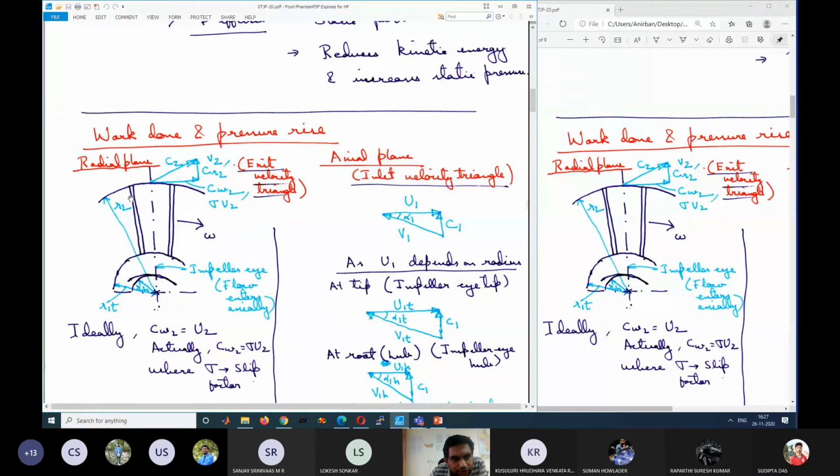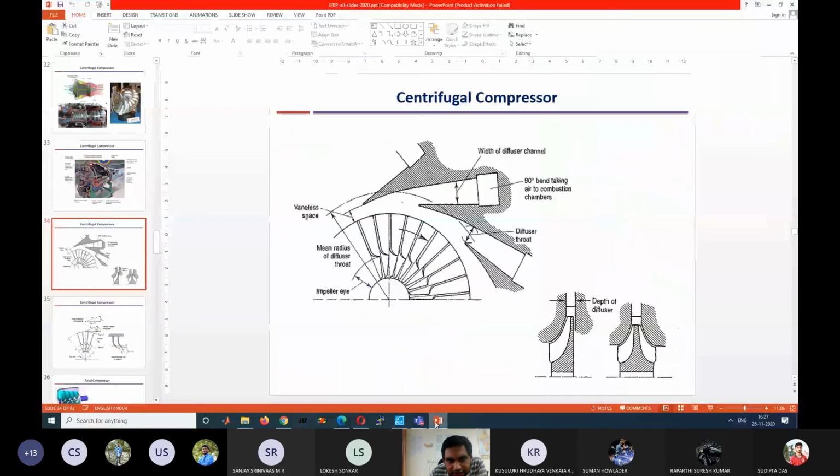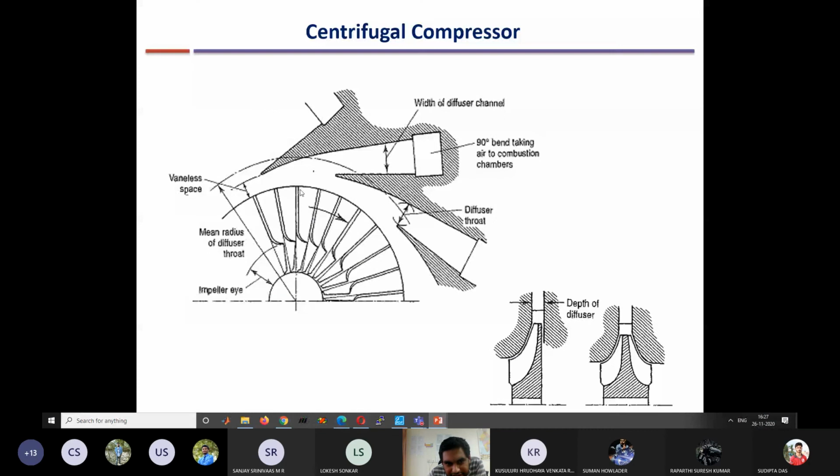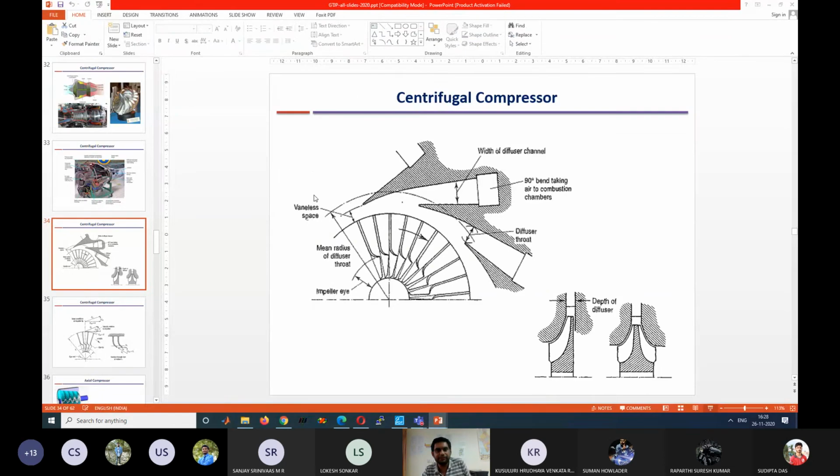So now, because of this pressure difference, some of the air actually flows around this blade to the other side, around the impeller. I will show you this. If I zoom in, from this side it will go to the other side through the vaneless space. Because some of the flow is leaking out, the average velocity of the flow is slightly less than the velocity of the blade. This is why it is called slip, and the slip is happening.